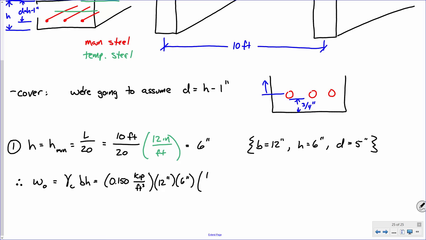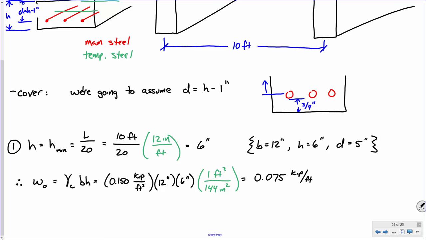I'll do that in different colors so that I'm being consistent. 1 square foot is 144 square inches, right? Plug and chug, and that's going to give you 0.075 kips per foot. How are we feeling? So far, so good?